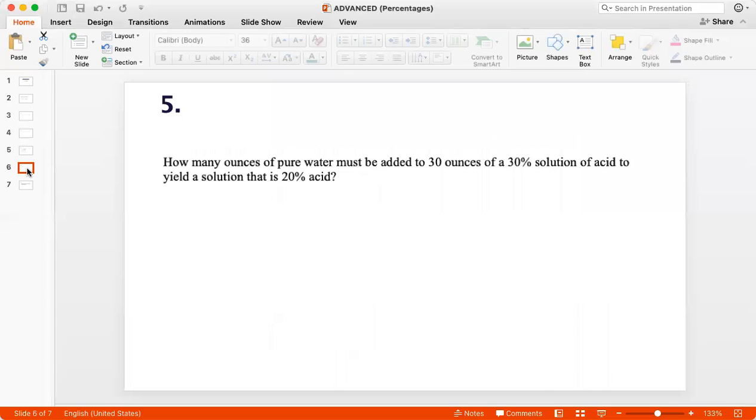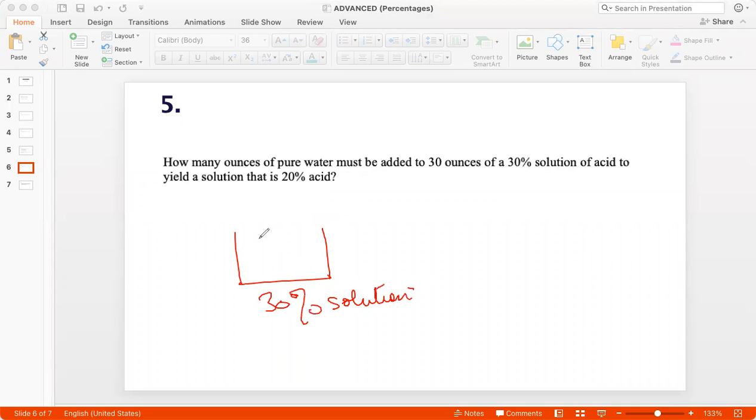Okay. Question 5. How many ounces of pure water must be added to 30 ounces of a 30% solution of acid to yield a solution that is 20% acid? Okay, so let's say that this is a 30% solution of acid, right? And this is 30 ounces. And then I add water into this. Let's say I add X ounces of water.